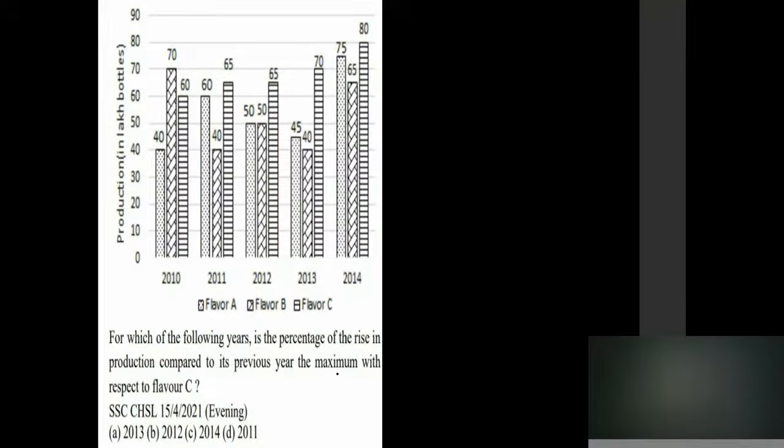Okay, let us move to the next one. Try to take a screenshot of this one also. For which of the following years is the percentage of rise of production compared to the previous year the maximum with respect to flavor C? We have total three flavors A, B, and C. In that, you should calculate, when compared to the previous year and the present year, which percentage increases more. You have options also.